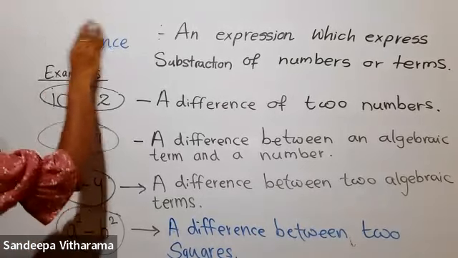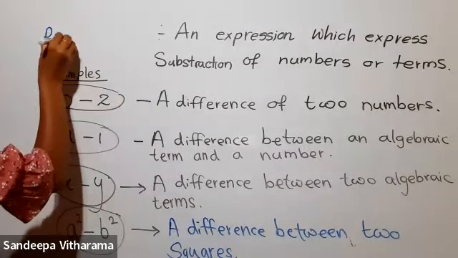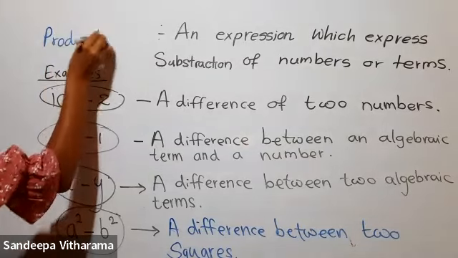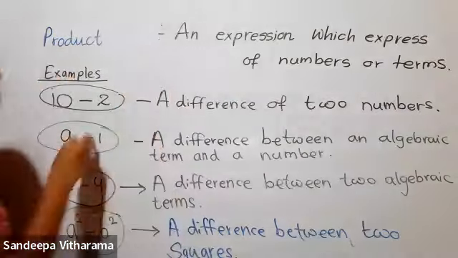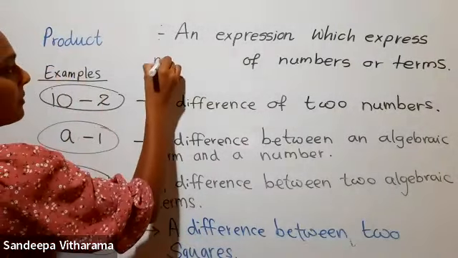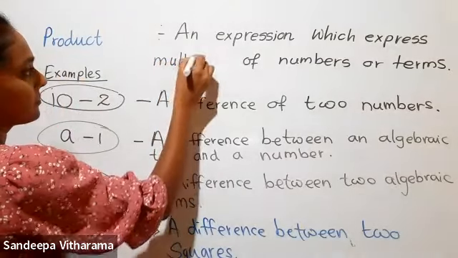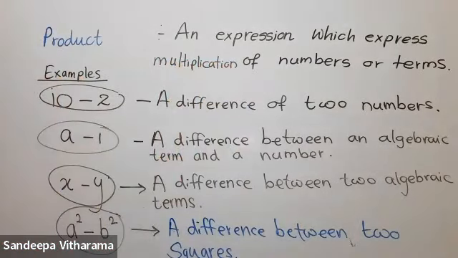Okay, when you finish with the difference, let's move to the product. Product is an expression which expresses multiplication. Multiplication of numbers or terms. එයා express කරන්නේ product එකක් කියලා කියන්නේ it is multiplication. Okay.